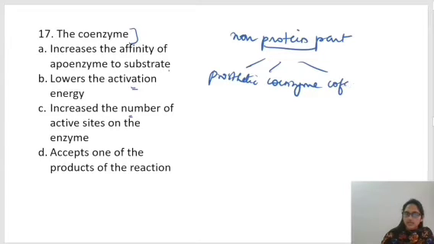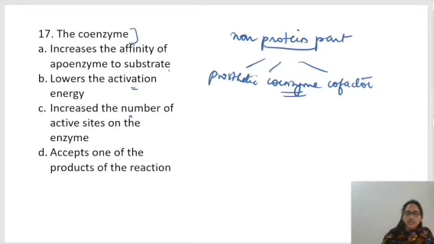Coenzyme and cofactor are actually involved in group transfers. Coenzymes are involved in group transfers. They transfer acyl group, or oligosaccharide group, or methyl group. So this is the function of a coenzyme. In certain textbooks, as in various other topics, all these three terms are used interchangeably.